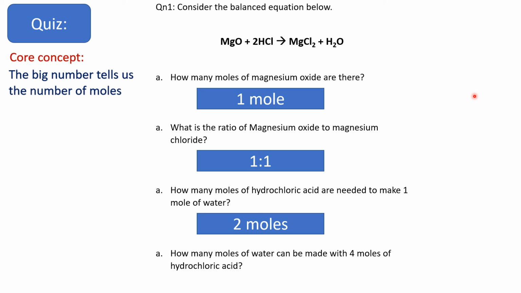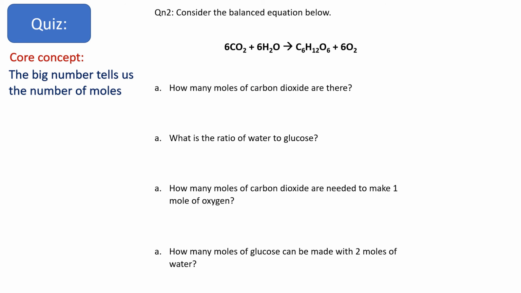And lastly then, how many moles of water can be made with 4 moles of hydrochloric acid? So again, when we're using this ratio, it was a 2-to-1 ratio of hydrochloric acid and water. So if I've got 4 moles of hydrochloric acid, so I've doubled that, I would double this to make 2 moles of water. Okay, the last one then, guys, if you could pause the video and have a go yourself.